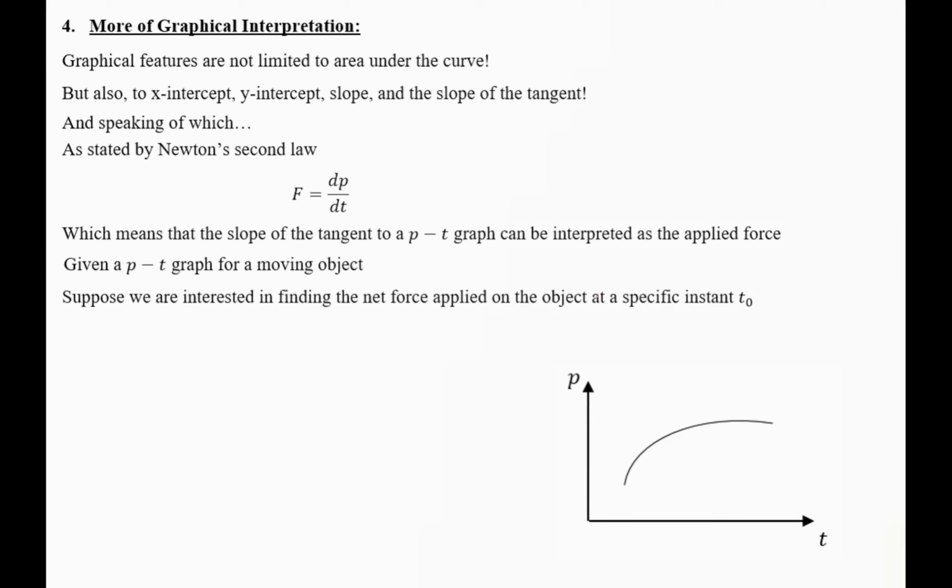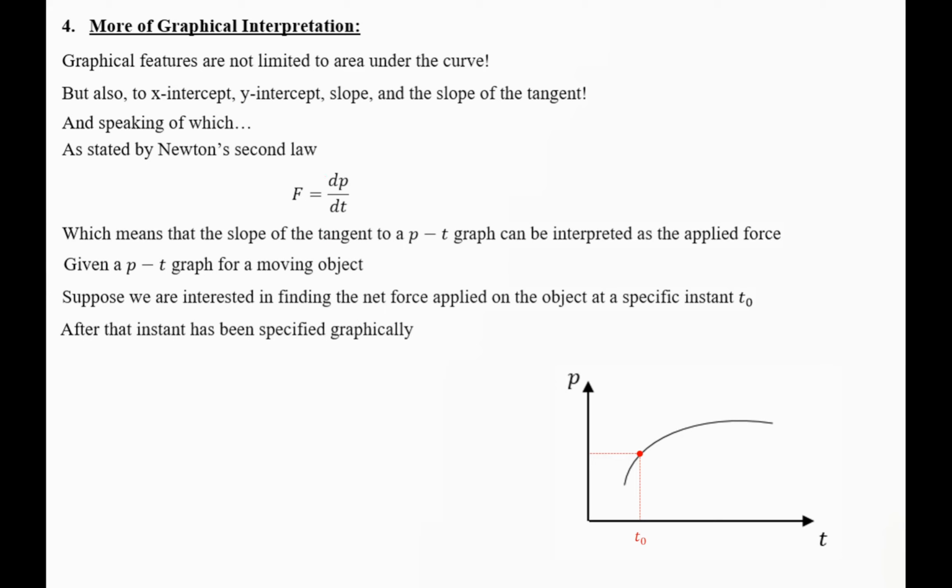Now, suppose we are interested in finding the net force applied on the object at a specific instant t0, which is specified on the curve. Referring to this definition, because F is dp by dt, which means F is the derivative of p with respect to time, this can be interpreted graphically by specifying a point and drawing the tangent, which is a straight line. Whenever we say a straight line, we determine the slope of the straight line. The slope of this straight line, which is the tangent to the curve, would represent the force itself.